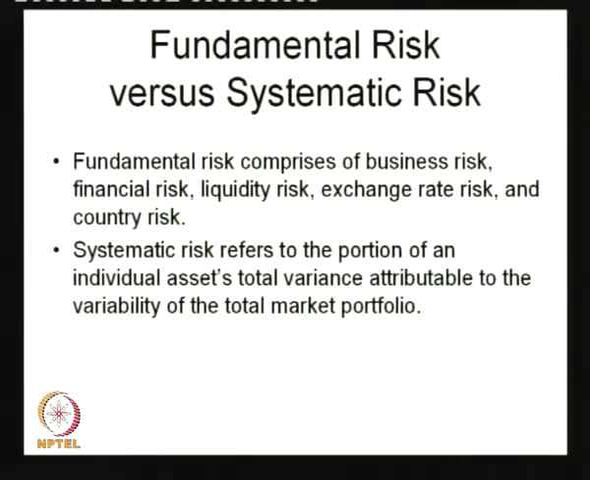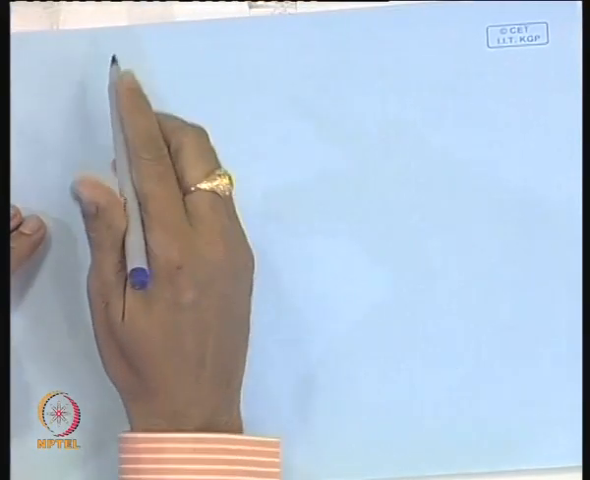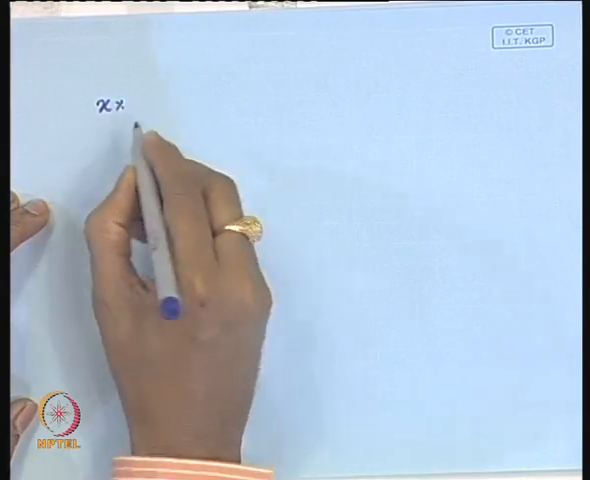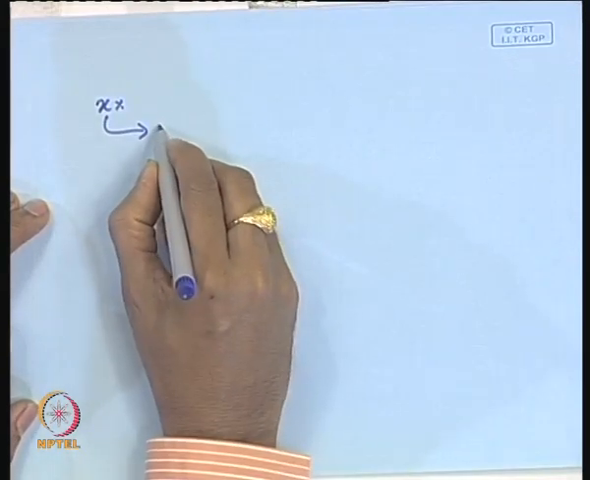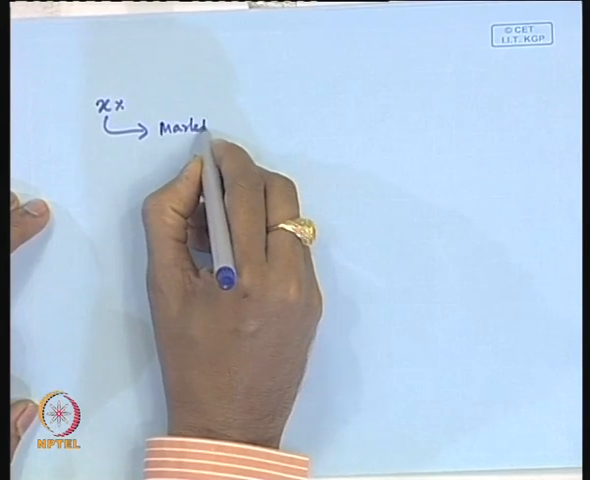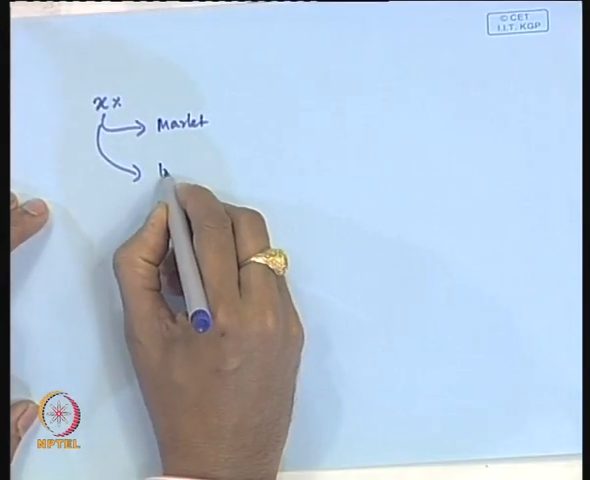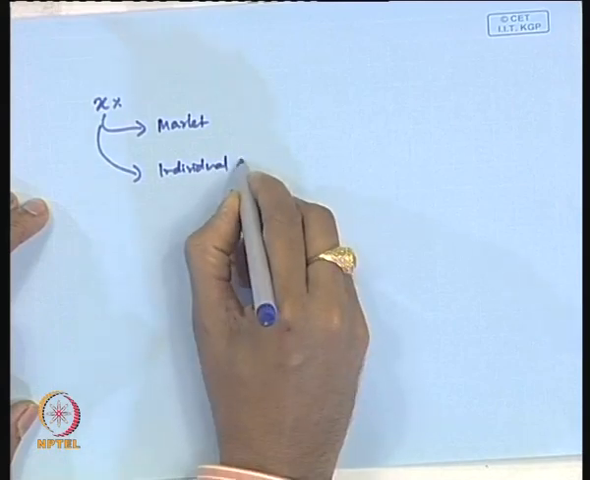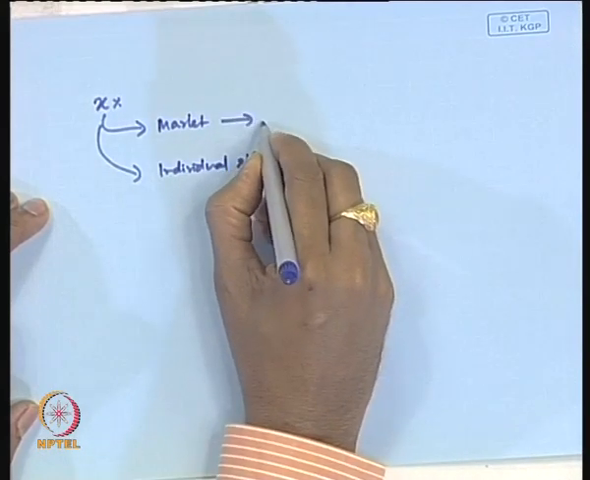Then, as we have already discussed, there is something called fundamental risk versus systematic risk. Fundamental risk comprises business risk, financial risk, liquidity risk, exchange rate risk and country risk, all those things. Whereas systematic risk is the portion of an individual asset's total variance attributable to the total market. If the risk is x percent, how much is affected by the market and how much is affected by the individual stock itself.